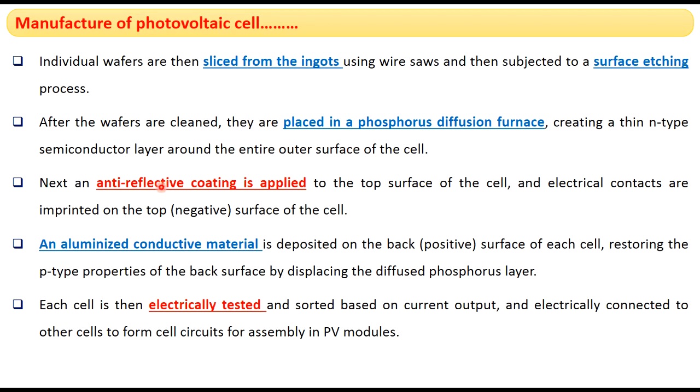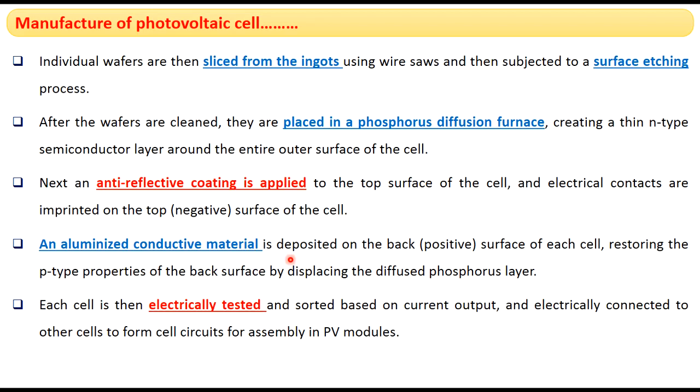Next step is the application of anti-reflective coating on the top surface of the cell. The reflecting property of the cell will be reduced by coating the top surface of the cell with anti-reflective coating. After this, electrical contacts are imprinted on the top surface of the cell. Now the top surface of the cell is the negative surface of the cell, as it has a very thin phosphorus layer.